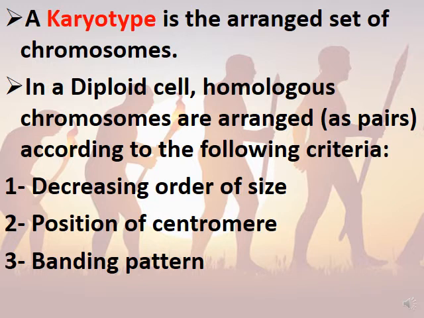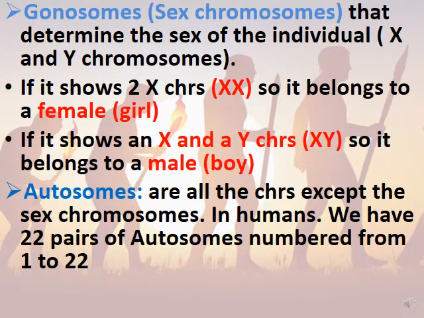In a diploid, homologous chromosomes are arranged as pairs according to these criteria. Number one, decreasing order of their size. Number two, position of the centromere. Number three, the banding pattern. So this is the gonosomes and the autosomes.